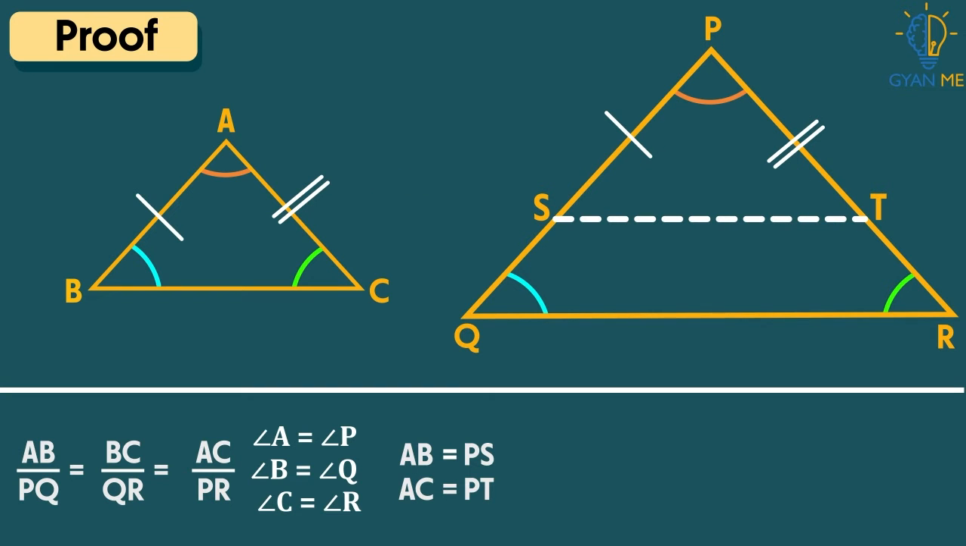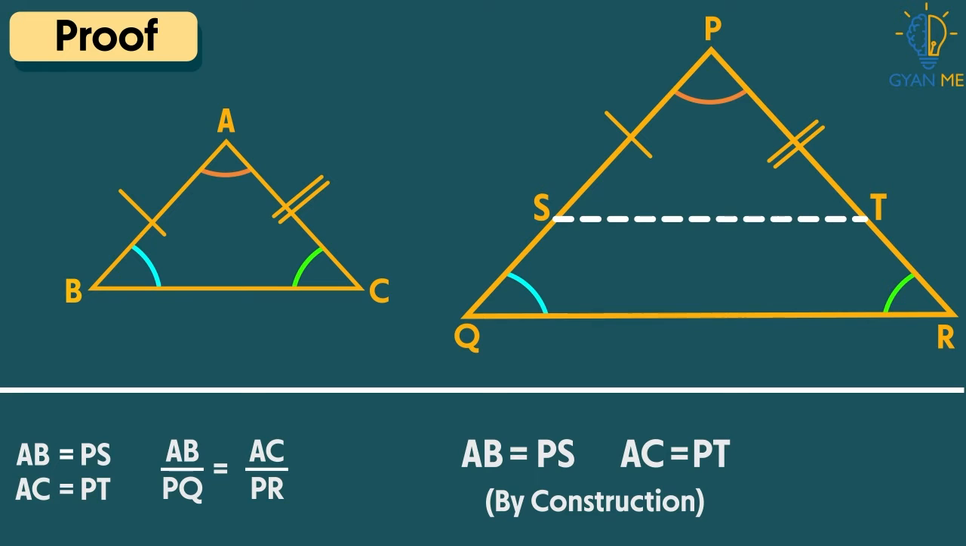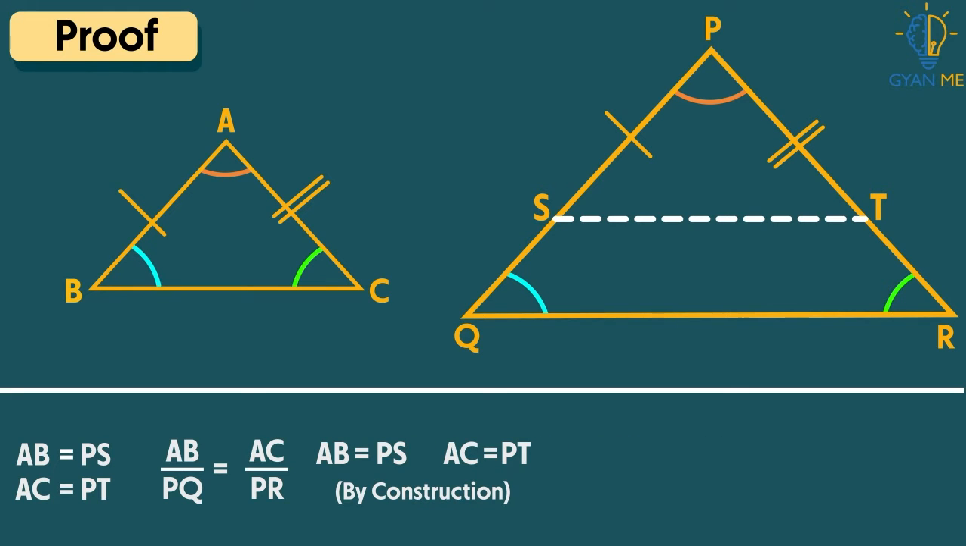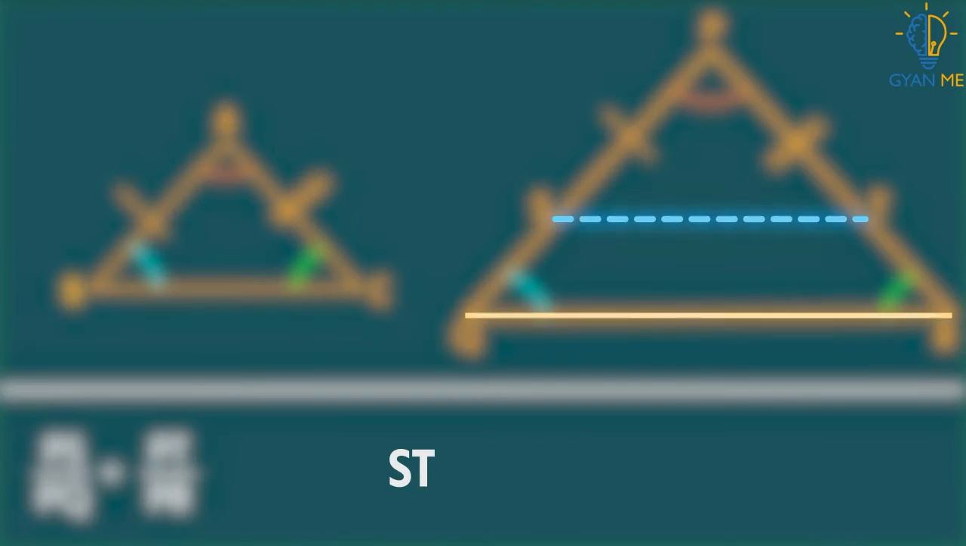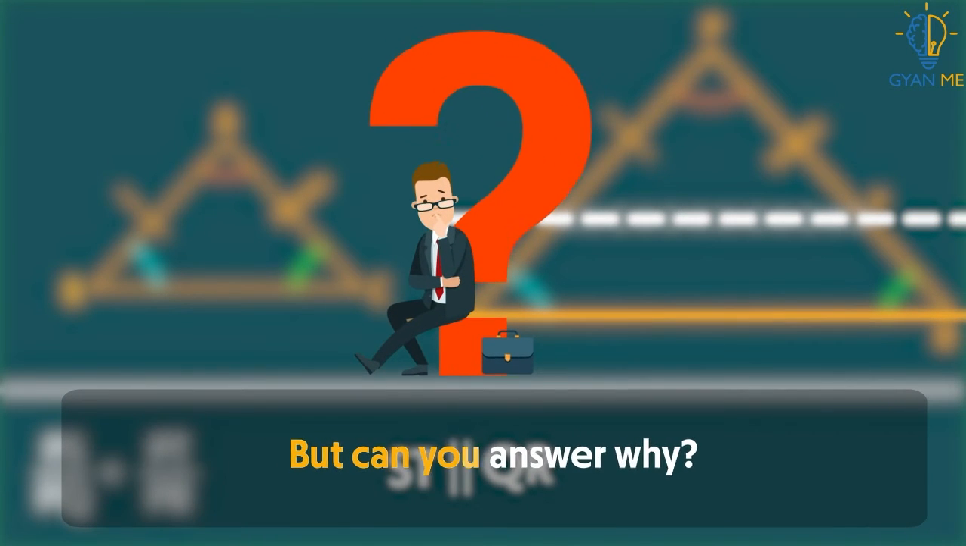We are given that AB upon PQ is equal to AC upon PR. But we have AB is equal to PS and AC is equal to PT by construction. So if we replace them in our equation, we get PS upon PQ is equal to PT upon PR. So line ST will be parallel to line QR. But can you answer why?